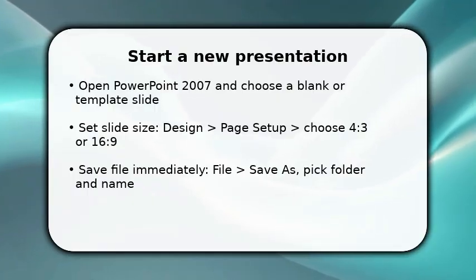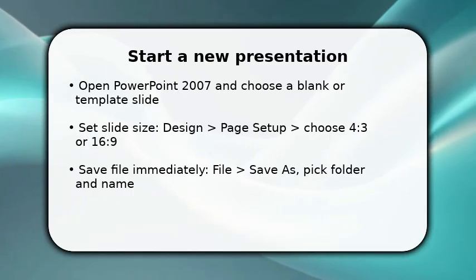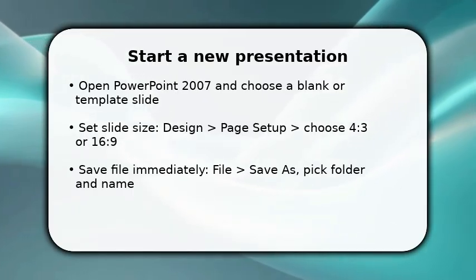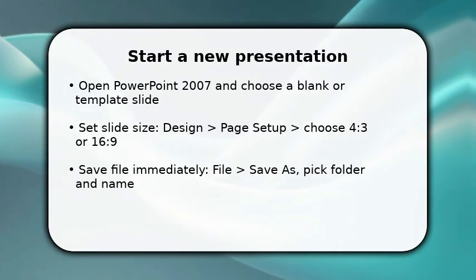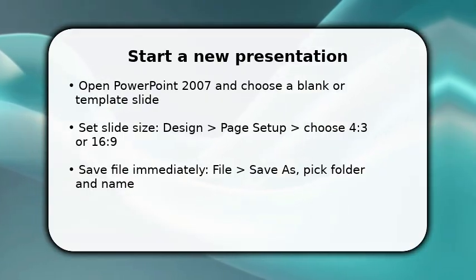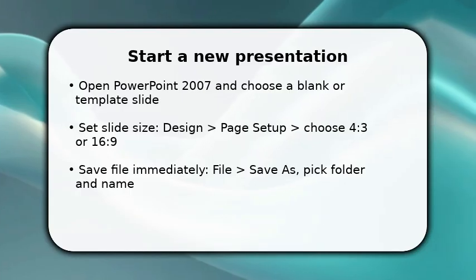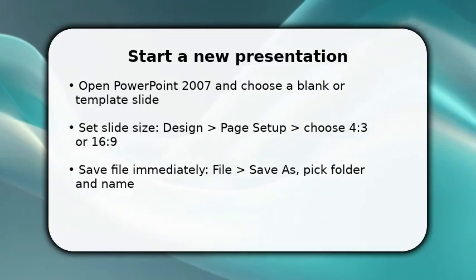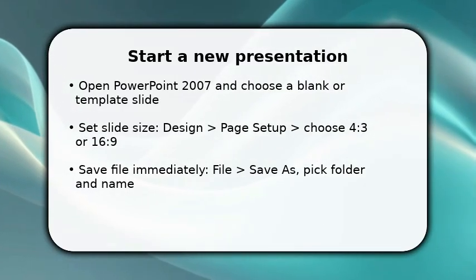You begin by creating the file and defining its scale so layout decisions stay consistent. Open PowerPoint 2007, pick a blank or template, and set page setup to 4:3 or 16:9. Save right away with Save As to avoid losing changes.